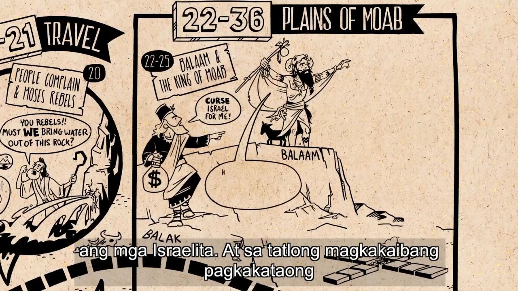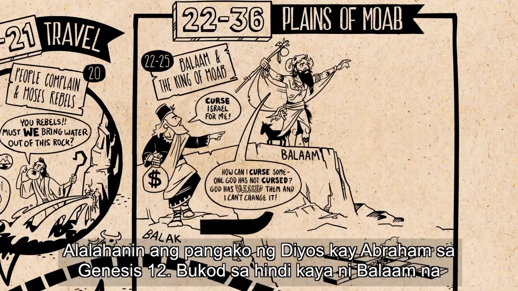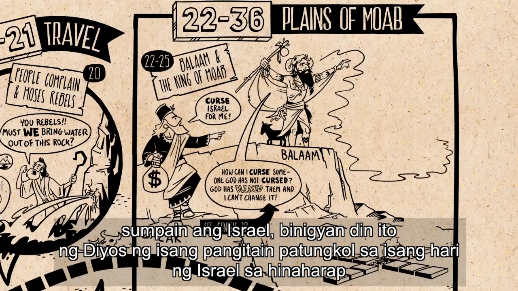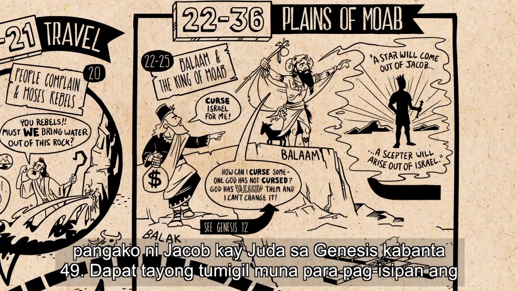And three different times, Balaam finds that he cannot curse them. He can utter only blessing upon Israel. Remember God's promise to Abraham from Genesis 12. So not only can Balaam not curse Israel, but God actually gives him a vision about a future Israelite king who will one day bring God's justice to all of the nations. This vision recalls Jacob's promise to Judah in Genesis chapter 49.